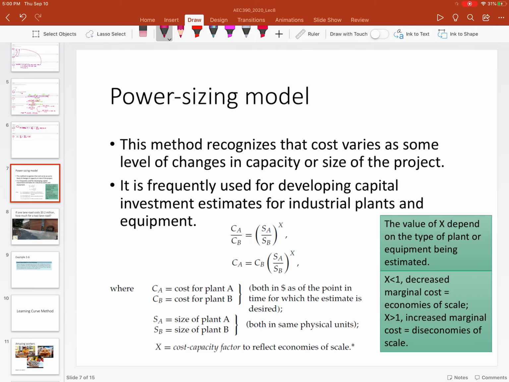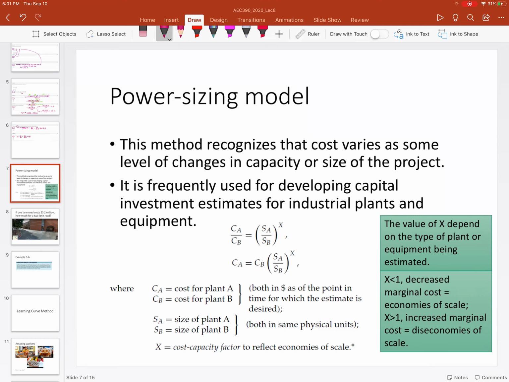And then an extension of the unit method is called the factor method. The factor method is, sometimes in a complicated project, you have some part you already have the direct estimate for as a lump sum, okay? But for the other parts, you still have to use the unit method to calculate how many units and the cost per unit, and then you sum those pieces together. So that's what we have learned in the last class. And today we're going to learn a new technique called the power sizing model.